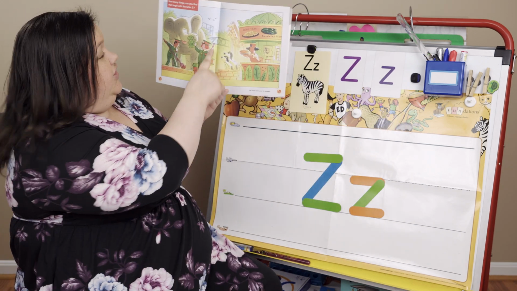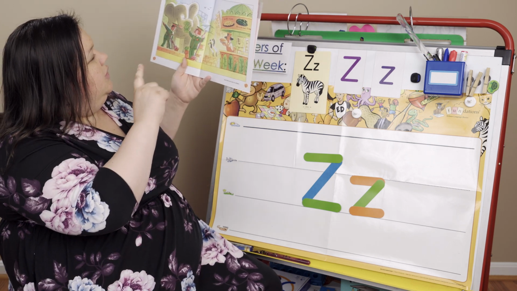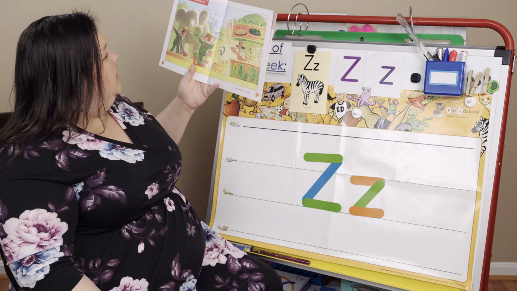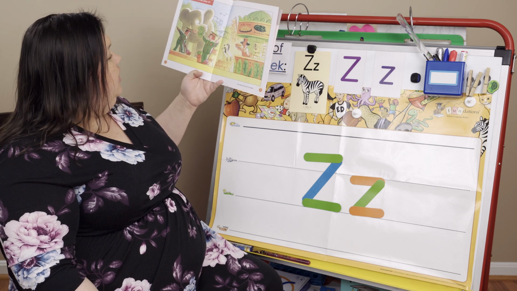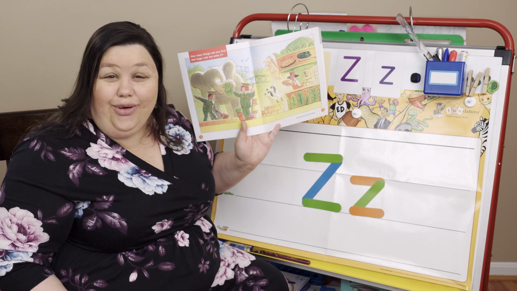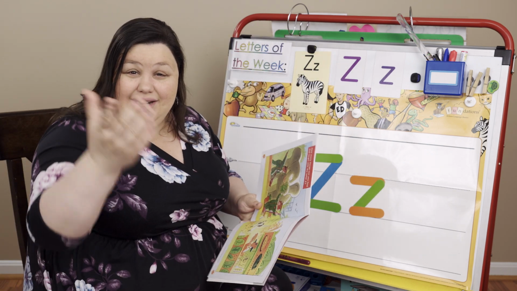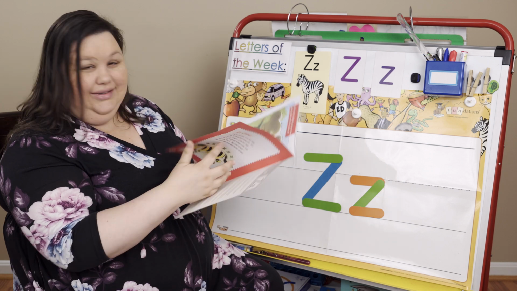Let's see what you found. Oh, I see zoo. I see a zookeeper. I see zebras. I see zucchinis and ziti. That's about all I see. Can you find any more? I bet you can. You're great at finding things. Sometimes I miss things, but you guys always get them all, don't you? I'm so proud of you.